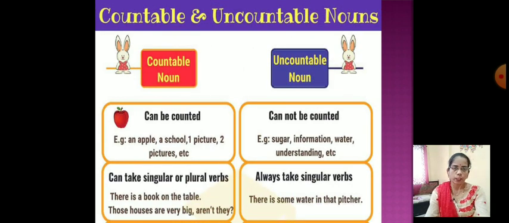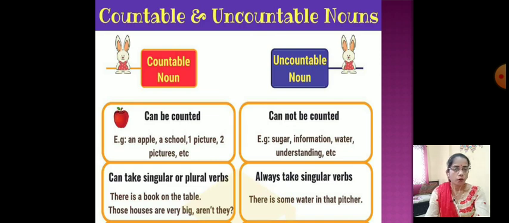One more time I will explain to you about countable and uncountable nouns. See, the countable can be counted. We can count it. Example, an apple, a school, a picture, two pictures. So all these objects and things are included in the countable noun. A countable noun can take singular or plural verbs. It means with a countable noun we can take singular verbs and plural verbs also.